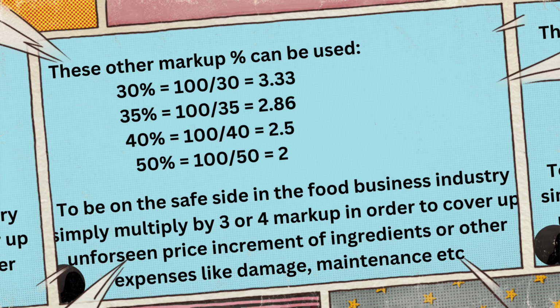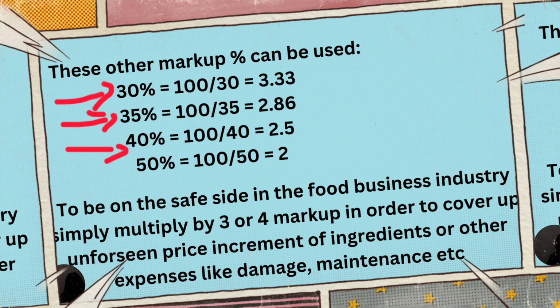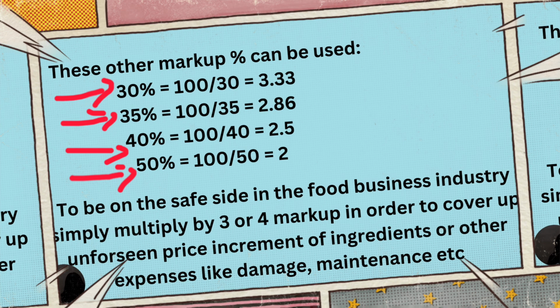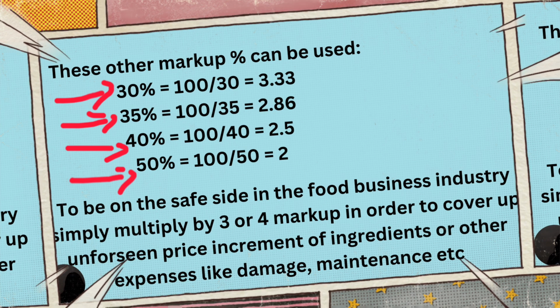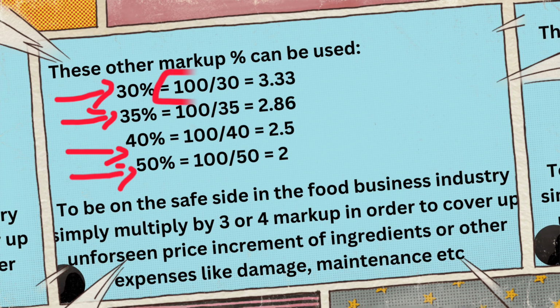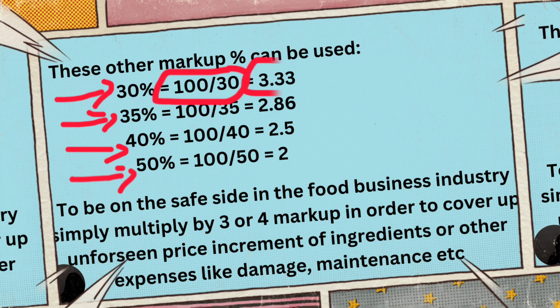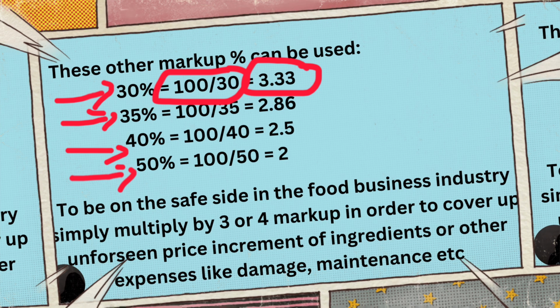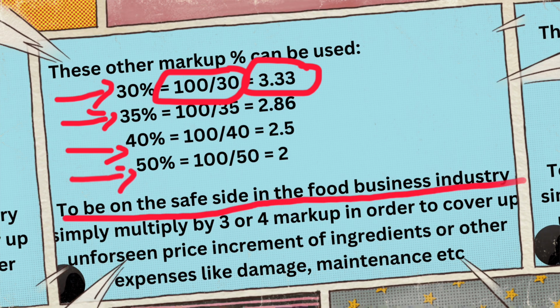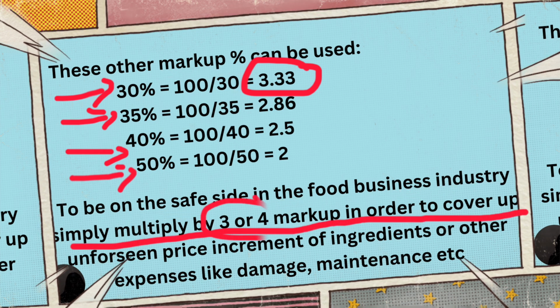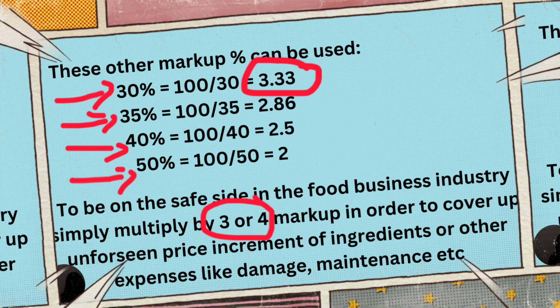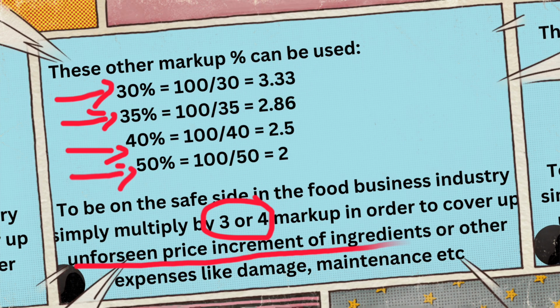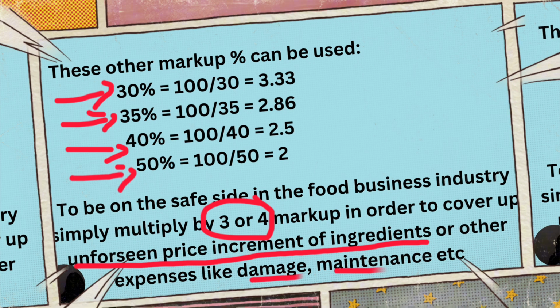These other markup percentages can be used: 30%, 35%, 40% and 50%, and you calculate them the same way we calculated for the 40%. So for 30%, you just see 100 divided by 30 gives you 3.33, and so on and so forth. So to be on the safe side in the food industry, simply multiply by 3 or 4 markup in order to cover up unforeseen price increments of ingredients or other expenses like damages, maintenance, etc.